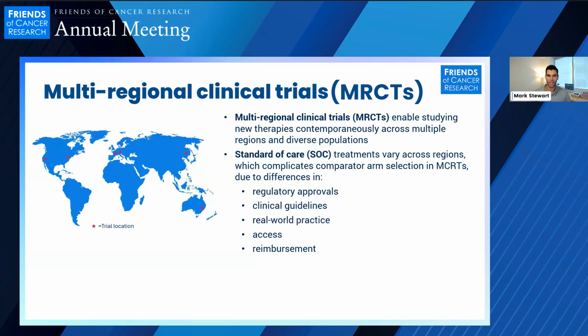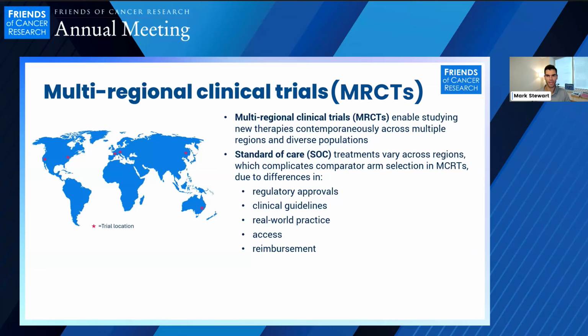Multi-regional clinical trials allow new therapies to be studied across multiple regions and diverse populations at the same time. They're a powerful way to accelerate global development and improve the generalizability of clinical trial results. But comparator selection, deciding what the control arm should be, is one of the most difficult aspects of MRCT design.